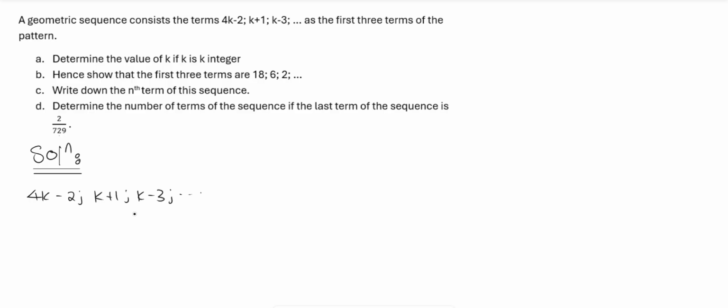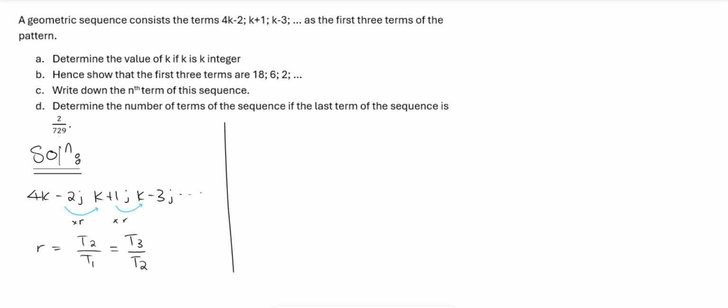So now if k is an integer, number one, they told us that this is going to be a geometric pattern. So now we know that in a geometric pattern we are going to have a common ratio, guys. So we need to find our common ratio in order to find the value of k. We know that the common ratio is equal to the second term divided by the first term, and it is also the third term divided by the second term.